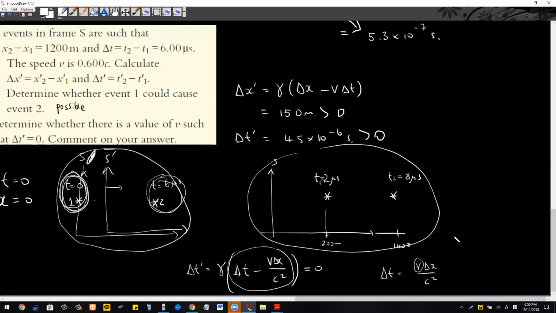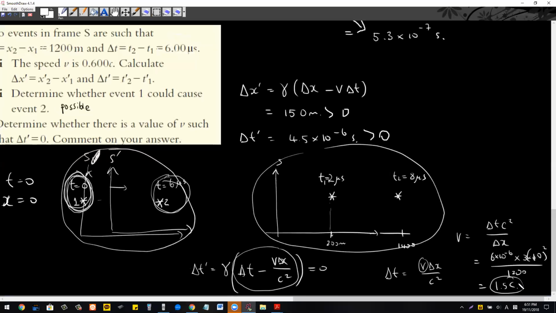Then we can figure out this V here. V is equal to delta t c squared over delta x. So delta t was 6 times 10 to the power minus 6, according to the original frame S, and this is 3 times 10 to the power of 8, squared, and then over delta x, which was 1,200. So if you plug all of that in, I'm just checking everything here. This is 1.5 c. That's greater than the speed of light. More than the speed of light. Yes. So it is not possible.